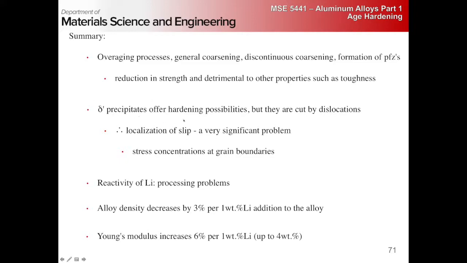The delta prime precipitates are cut by dislocations, and just like the aluminum copper, when the dispersion is fine, remember every dislocation we cut, we reduce the cross-sectional area of our particle by essentially 1 Burgers vector, right? And this gives us a localization of slip that can cause a softening issue.